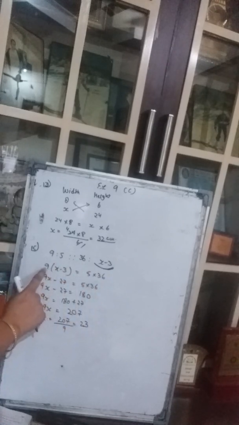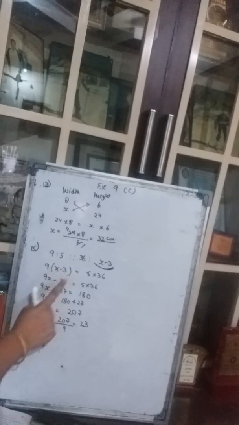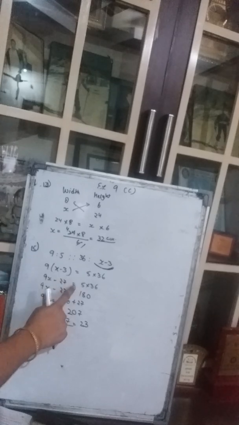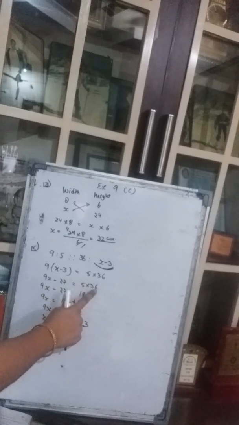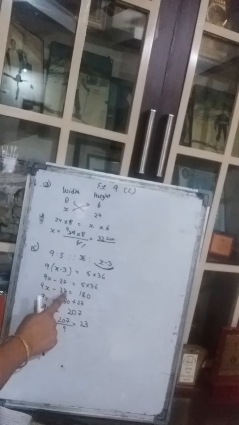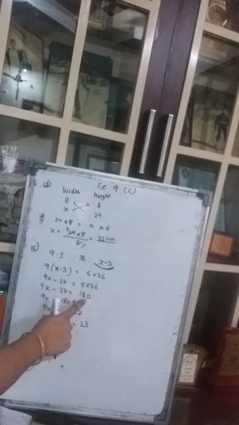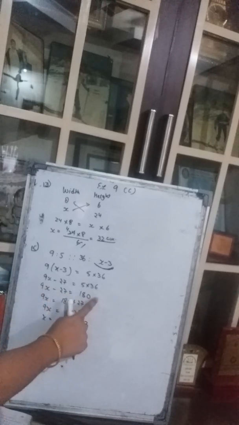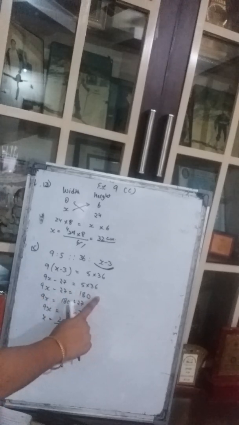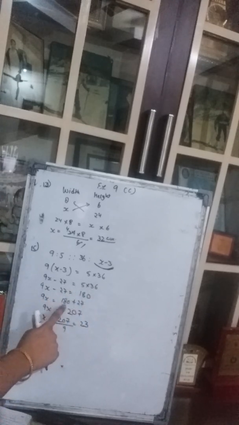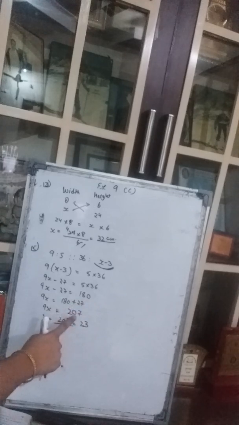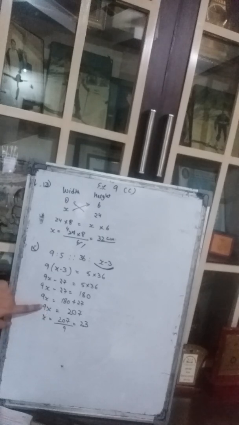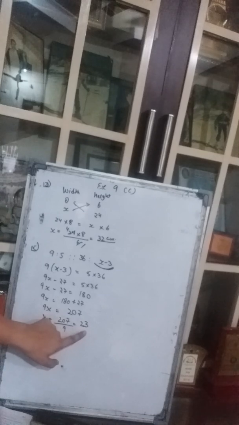So let's open the bracket. 9 will get multiplied by x also. 9 will get multiplied by 3 also. So 9x minus 27 is equal to 5 into 36. So 9x minus 27 is equal to 180. Right? Now let's take this 27 to this side. It is minus here. It will become plus. 9x is equal to 180 plus 27. That gives you 207. Now let's find the value of x. 9 is getting multiplied here. Here it will get divided. So the answer is 23.